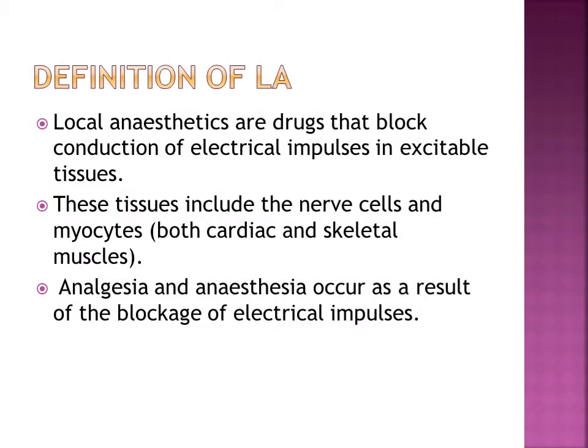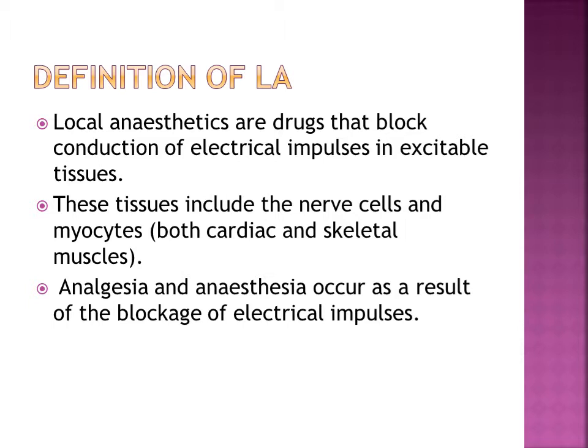Then from here you have to know the definition of local anesthetic, and why this local anesthetic is used. There are two types of anesthetics. One is local anesthetics, another one is general anesthetics. Local anesthetics are used for local surgery or local operation, or particular sites.